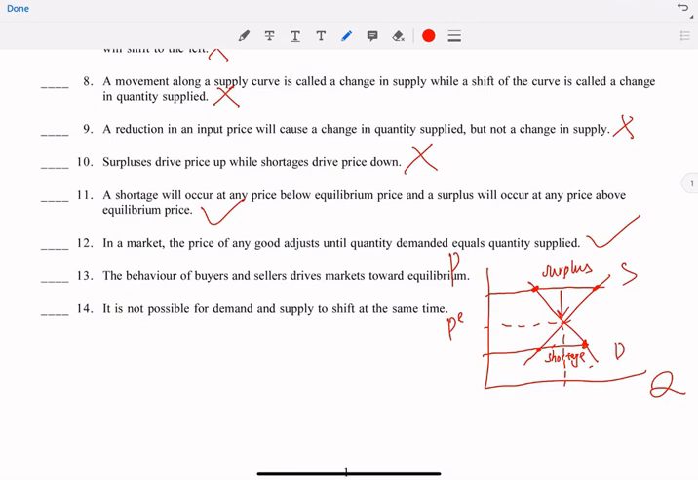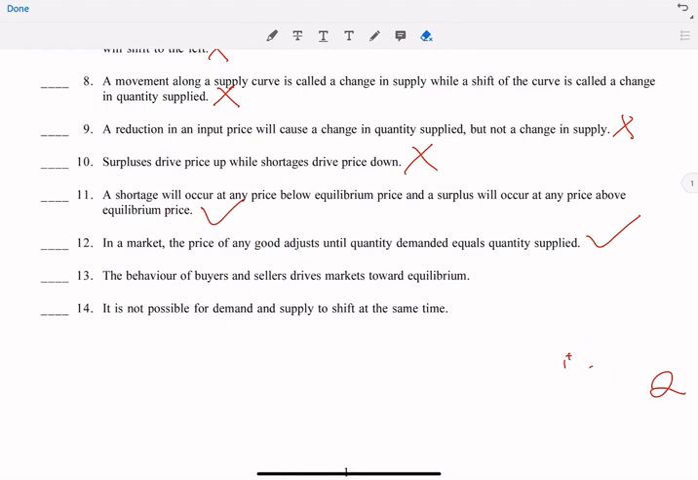We could also think about shortage, right? So if there is shortage, then you can see that buyers, they're competing for a certain product. In this case, they will actually bid up the market price. So in this case, market price will increase, right, to the equilibrium price level. Okay, now let's see problem 13. The behavior of buyers and sellers drives markets toward equilibrium. Well, this is right. We just talked about this, right?